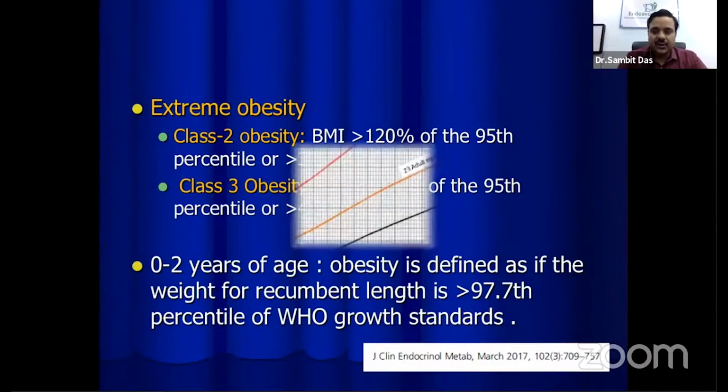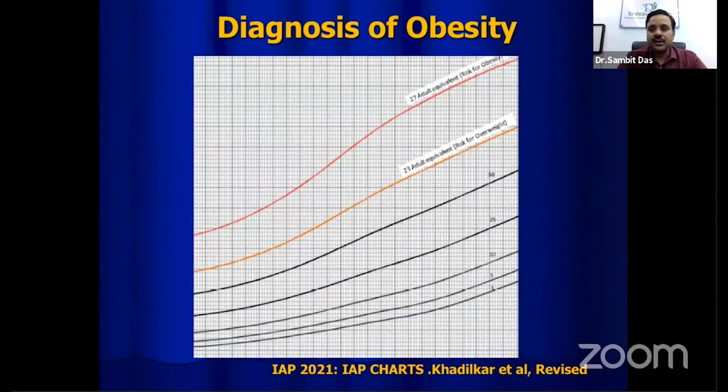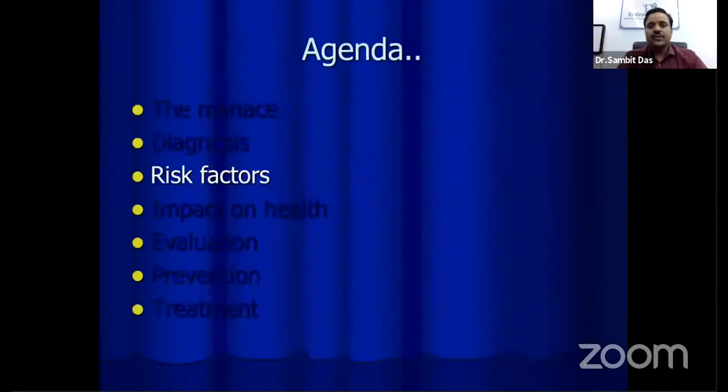In 2021, we have the IAP recommendation on pediatric obesity, just released some 3 days back on World Obesity Day, and they've endorsed using the IAP chart by Khadilkar et al., the modification at 2050. They say that if the BMI of the child is more than 23 adult equivalent, then it is overweight. More than 27 adult equivalent, the red line, it is actually obesity. So that's how we diagnose childhood obesity.